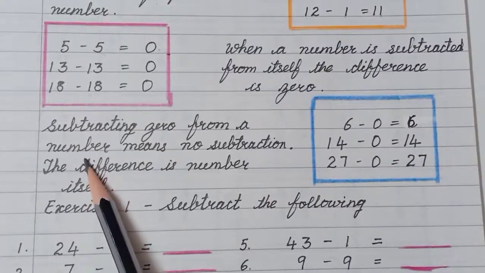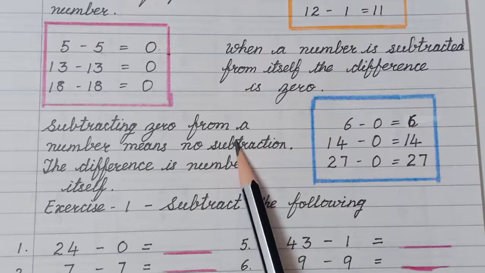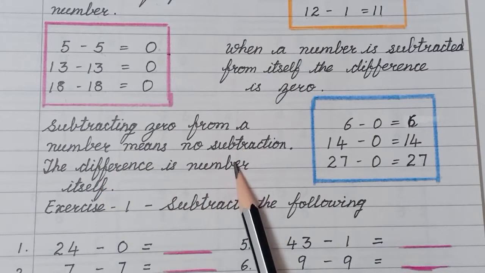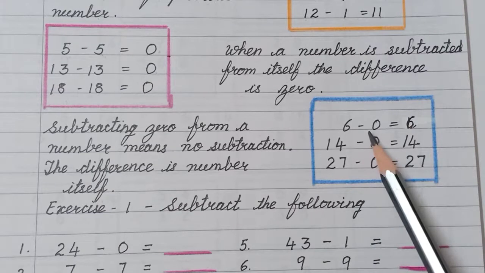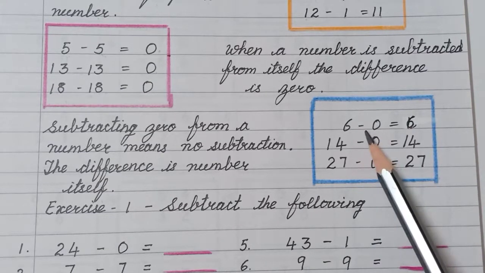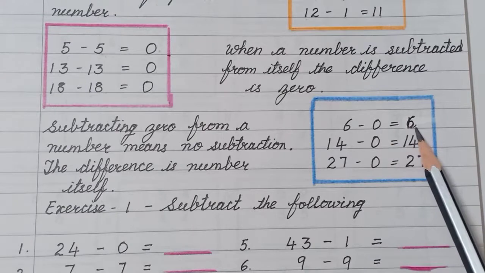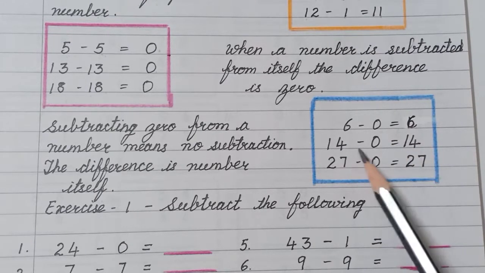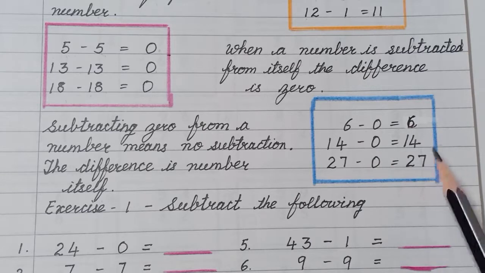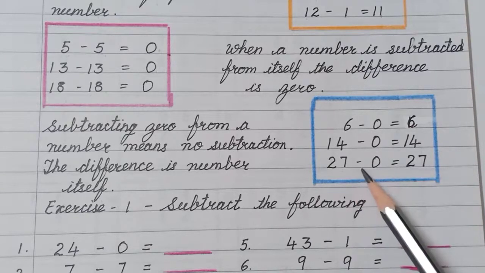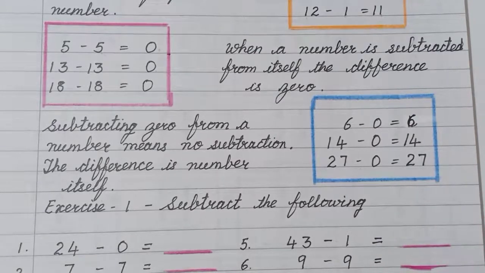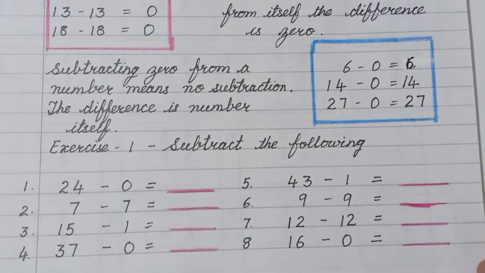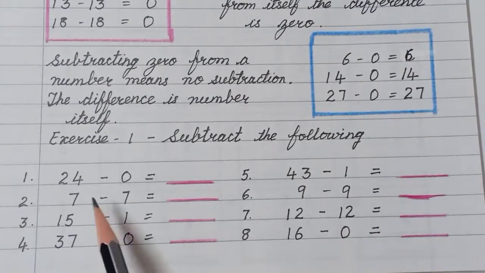Now, subtracting 0 from a number means no subtraction. The difference is the number itself because 0 is nothing. 6 minus 0 is equal to 6. 14 minus 0 is 14. 27 minus 0 is equal to 27. Now let us do an exercise on this.